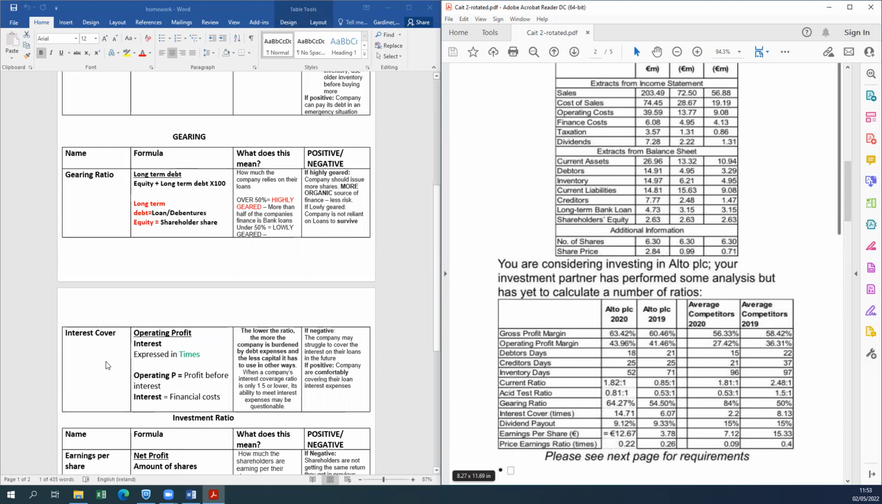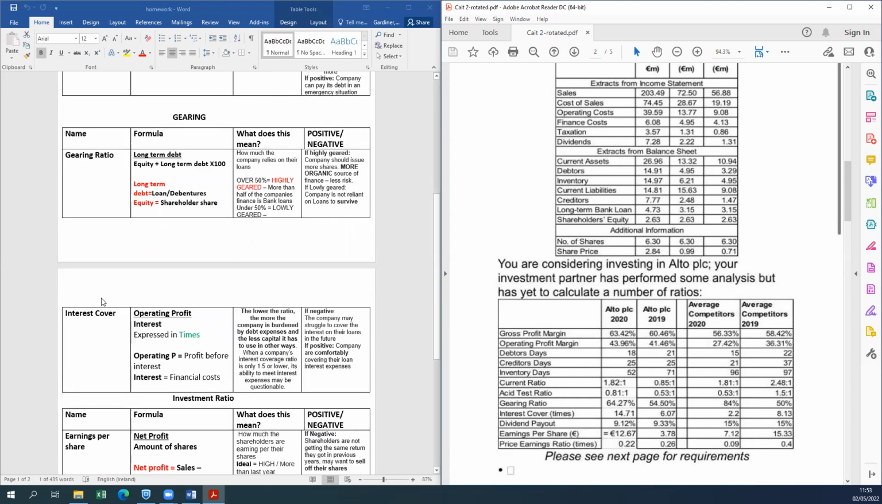Interest cover, I hate this one. This one's a boring one. Really not interesting at all. So it's operating profit. Operating profit can also be called profit before interest, and then interest will always be underneath it. So let's look at it here.